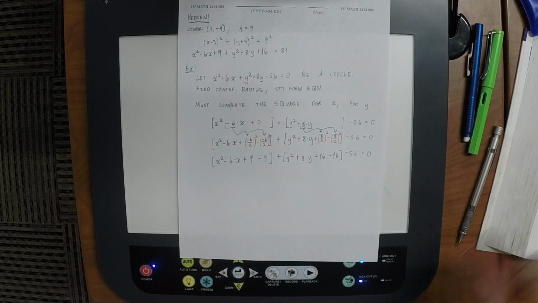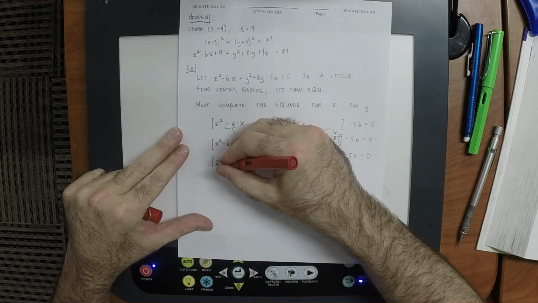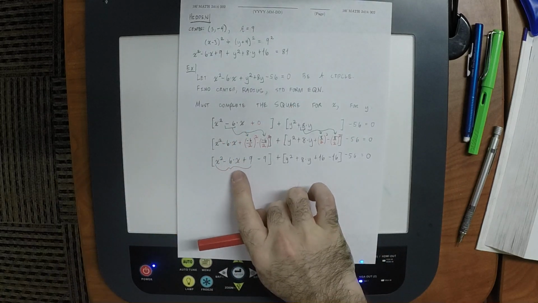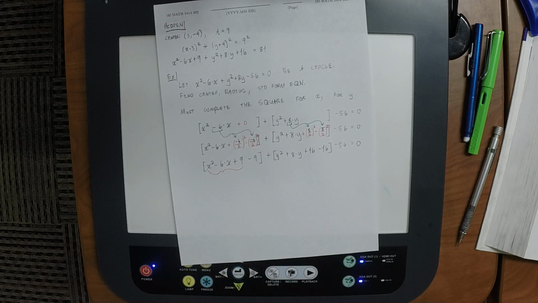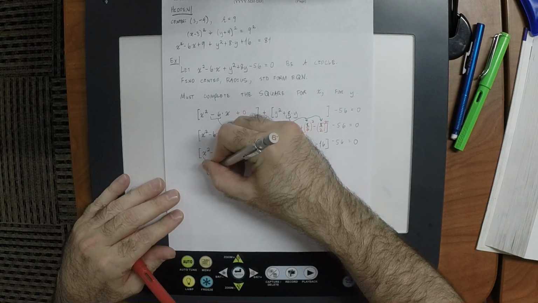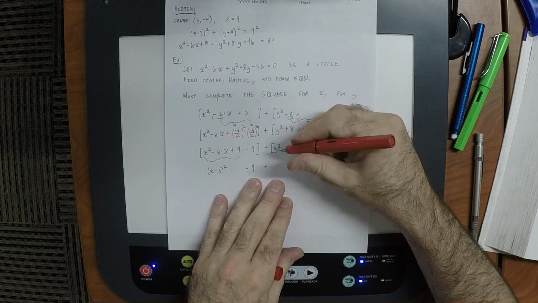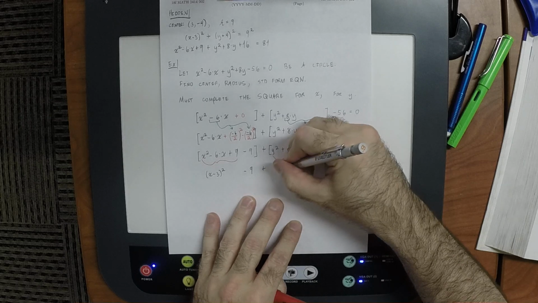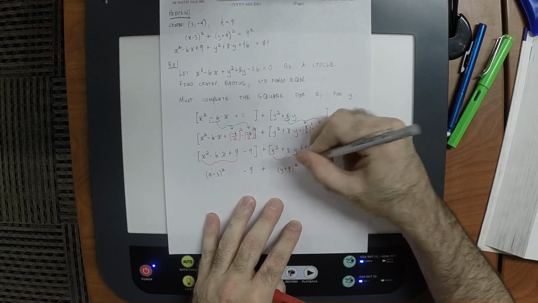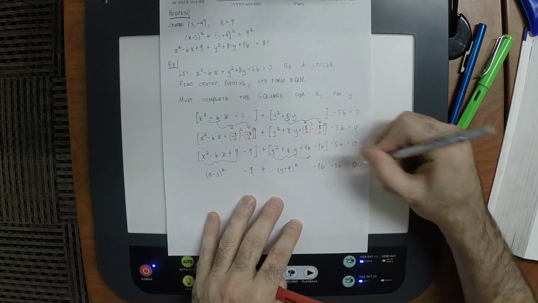Now here's the deal. The reason why we did this is that in each group, the x group and the y group, notice that these first three terms are a perfect square, which means that these first 3 terms can be written as something squared. So this is x minus 3 squared. I'll leave that subtract 9 there. And then plus, these first 3 terms can be written as a square. What square? y plus 4 squared. And then I'll leave that 16 there, and then subtract 56 equals 0.